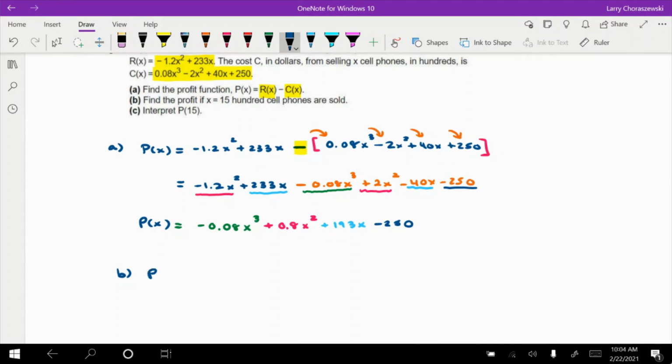So in other words, they want us to find P of 15. And I'm going to leave this up to you folks. Take 15, plug it into all of the x's that are present in our profit function, and you can use your graphing calculators to simplify the arithmetic if you want. And in about a minute or so, we'll see what we get, and we'll interpret it, and we'll take our break. So I'll check in on you guys soon.